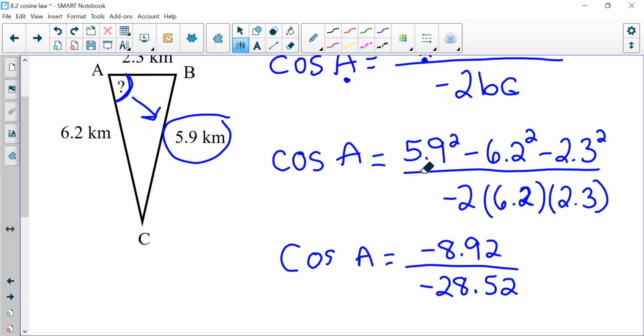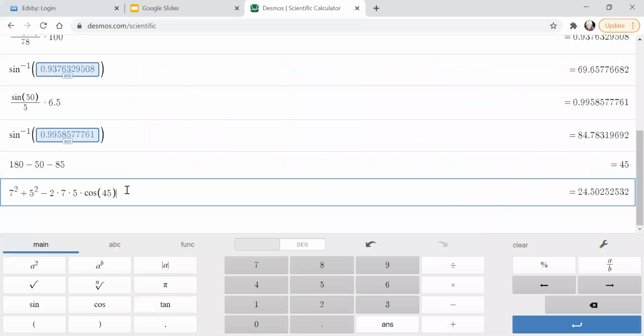So what I did here with my work is I simplified the top and used my calculator to simplify the bottom. I'm going to do it all in one step now, for those of you that have done that.